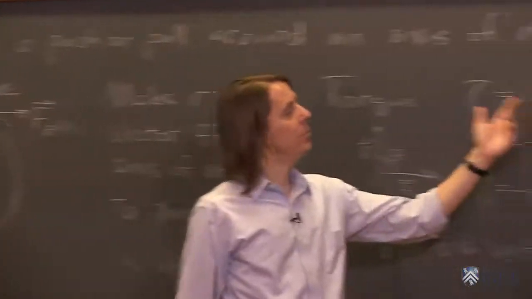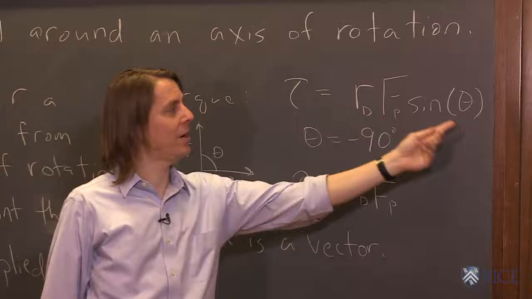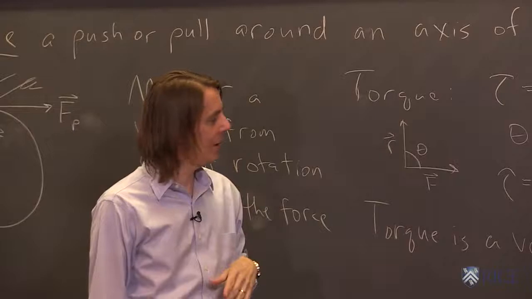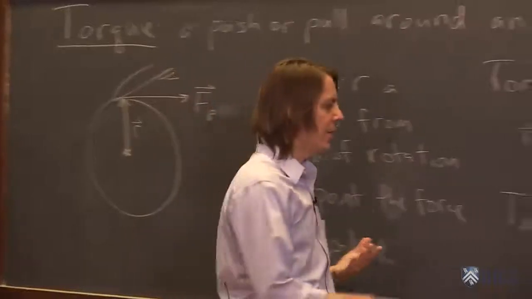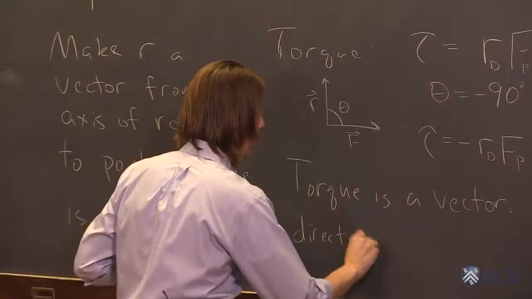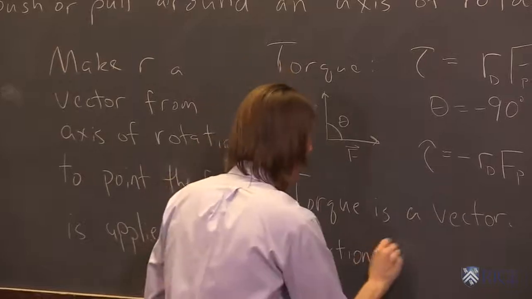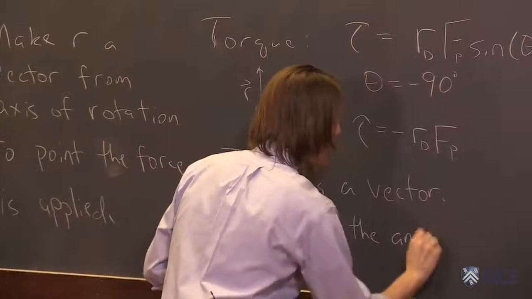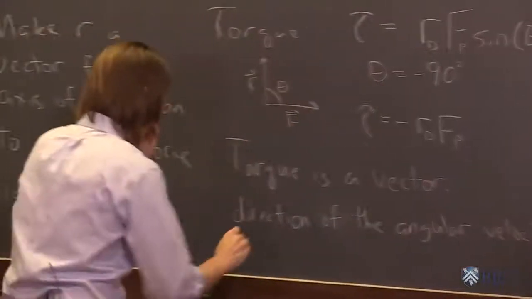This is how you get its magnitude. It's just the magnitude of the radius vector, the magnitude of the force vector, and the sine of the angle from radius to force. This is the cross product if you're into that sort of thing. But to get the direction, the easy way to get the direction is to say the torque is a vector, the direction equals the direction of the angular velocity it tends to create.